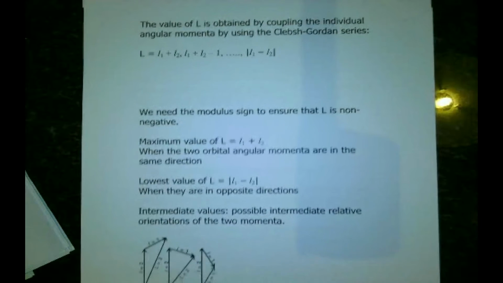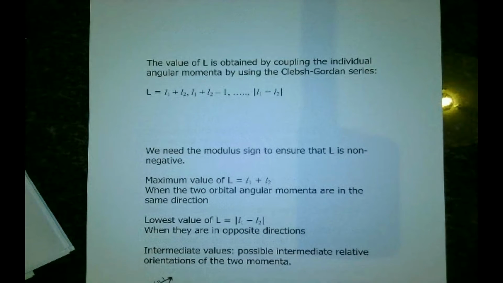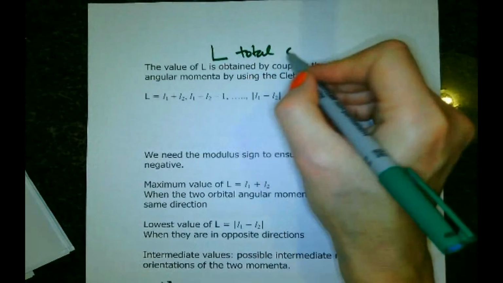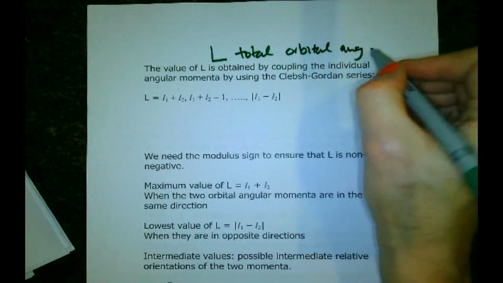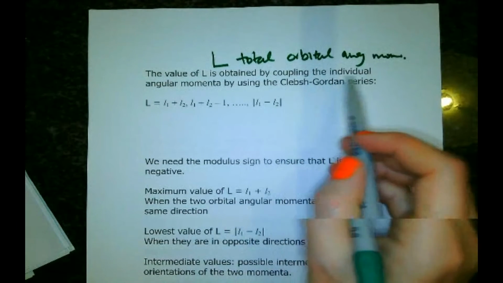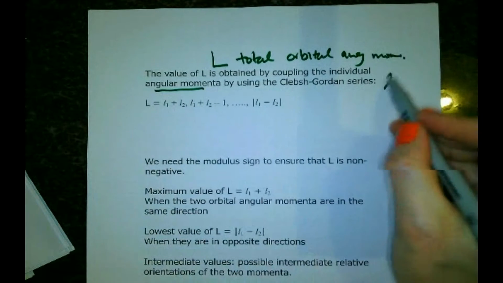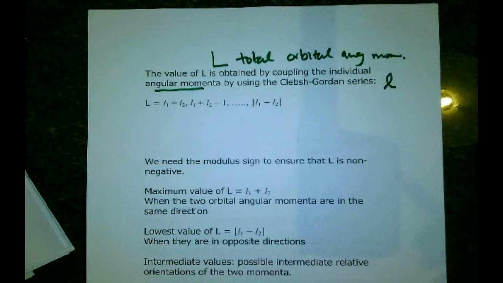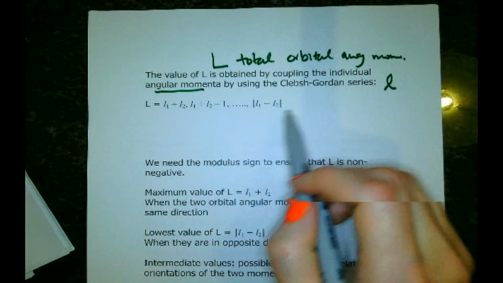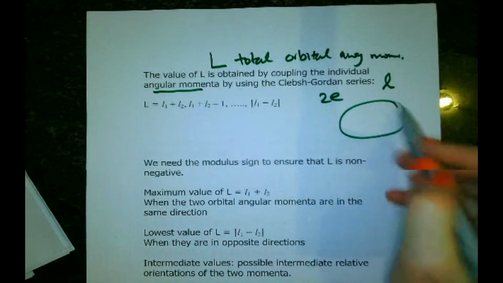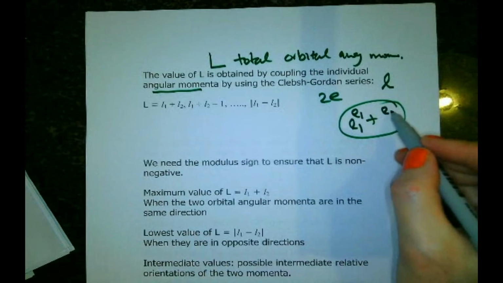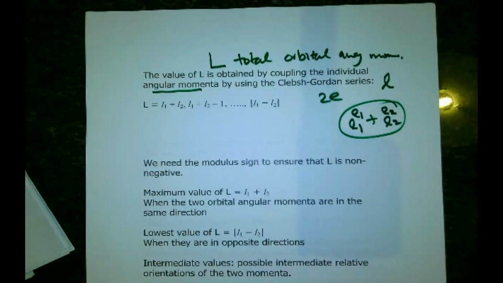Now, how do we find these values? Firstly, let's look at finding the total orbital angular momentum, so uppercase L. Well, basically, you couple all the individual angular momenta, so all the lowercase l's. And the way that you do it is by using something called a Clebsch-Gordan series. So let's say you have a 2-electron system. There's your atom, you have electron 1 with orbital angular momentum L1 and electron 2 with orbital angular momentum L2.